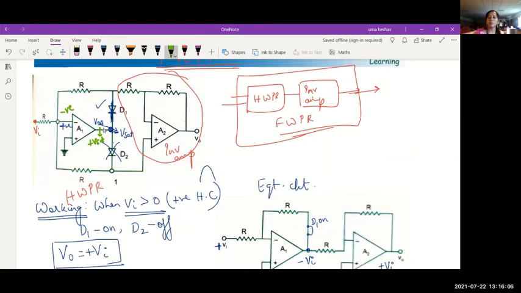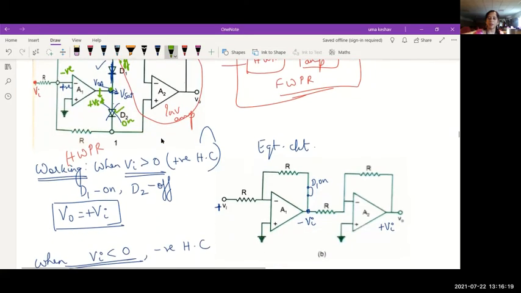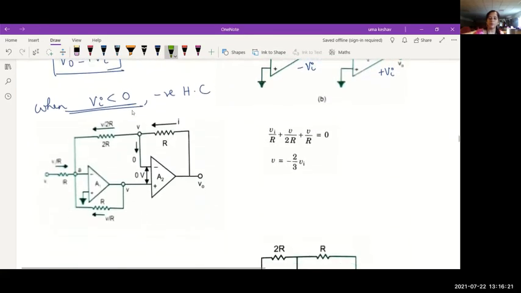When it tends towards plus Vsat, this is positive. So diode D2 is on and this will be off. When D2 is on, what would happen to the equivalent circuit? And when D1 is off, how will it look? See, D2 is on means this connection is there. D1 is off, this connection is removed.